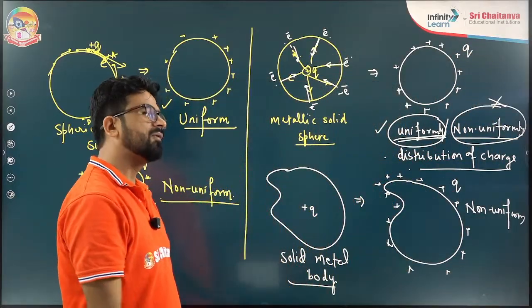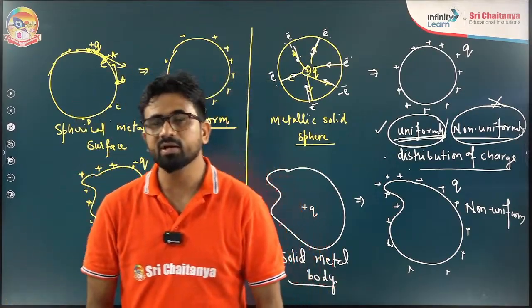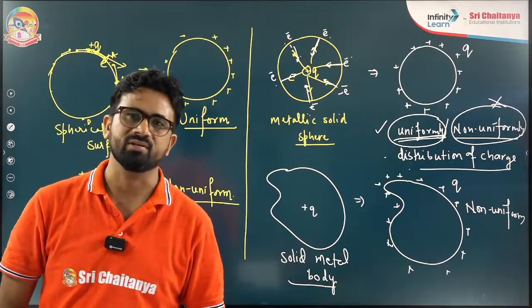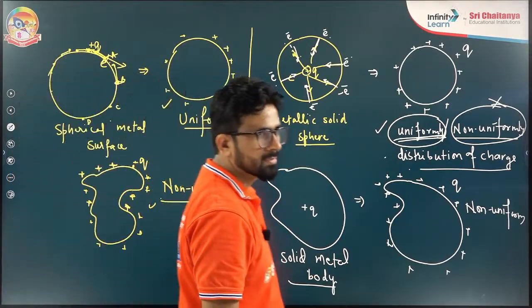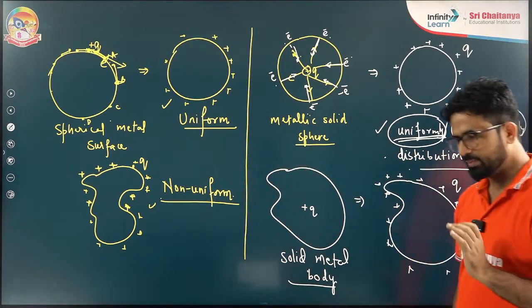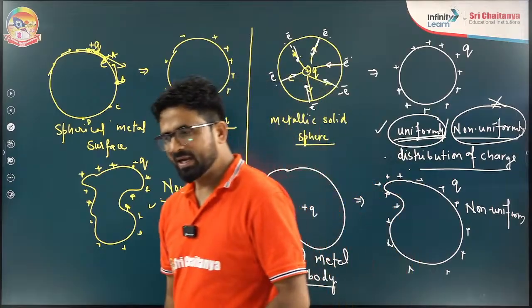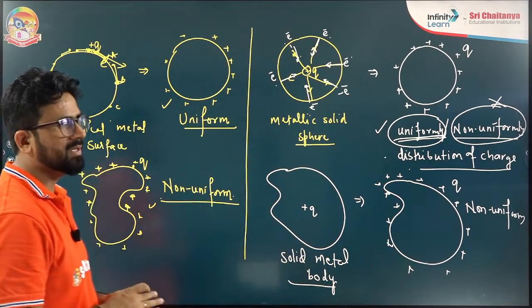Why is the value the same? We already know charge is a conserved quantity for an isolated system. Charge is not going to change. Charge remains conserved. Is it clear to everyone, beta? Please reply. This concept is clear, na beta?